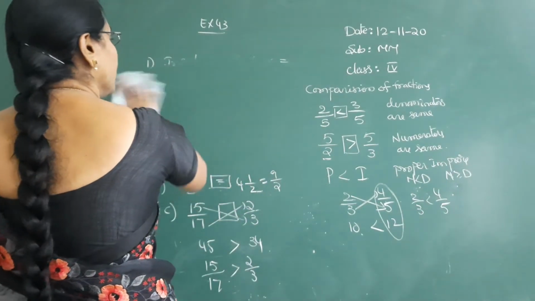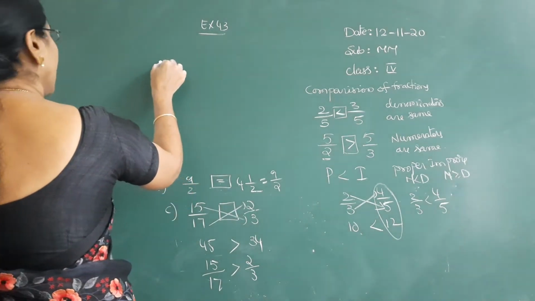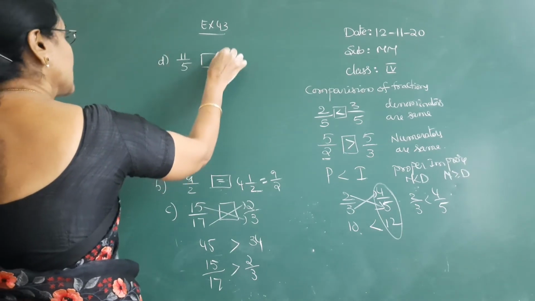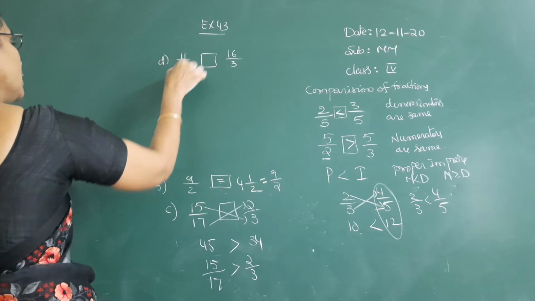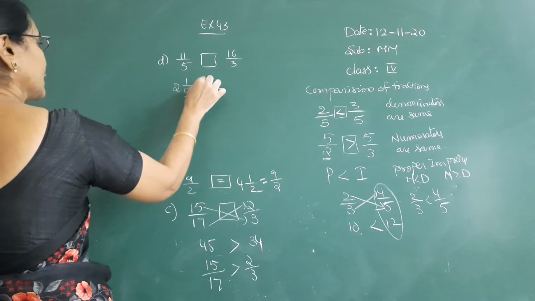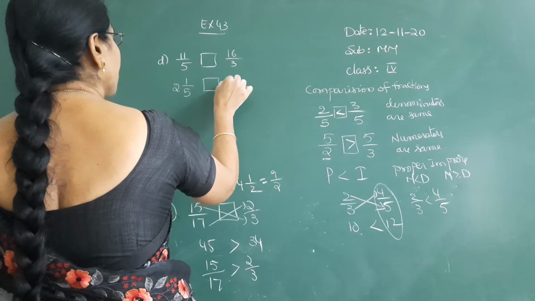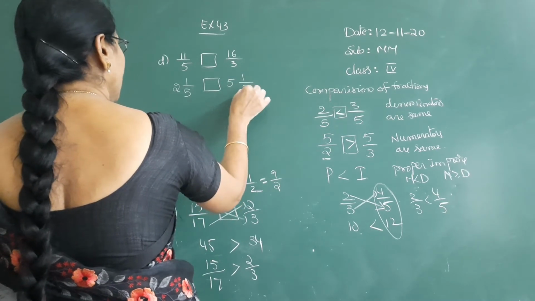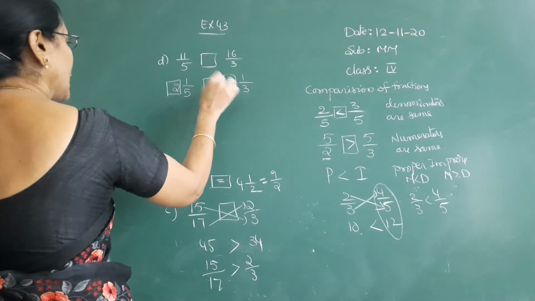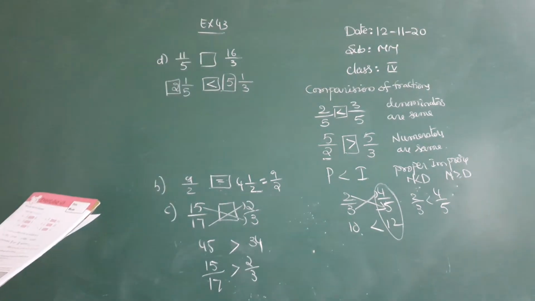See the next problem. 9 by 2 and 16 by 5. So we have to convert this into mixed fraction. 4 2s are 8, 9 by 2 is 4 1 by 2. And this also convert into mixed one. 3 5s are 15, remainder is 1, so 3 1 by 5. Observe here, this is having 4 whole parts, this is having 3 whole parts. So if whole parts are more, that fraction is greater.